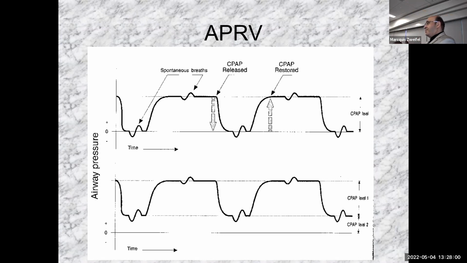It improves oxygenation. No studies looked at mortality, so we don't know if it will improve mortality or not, but definitely it will improve oxygenation. What will worsen? Carbon dioxide. That's why it is contraindicated in patients with COPD and asthma, because your expiratory time, which is the time low, is very short.